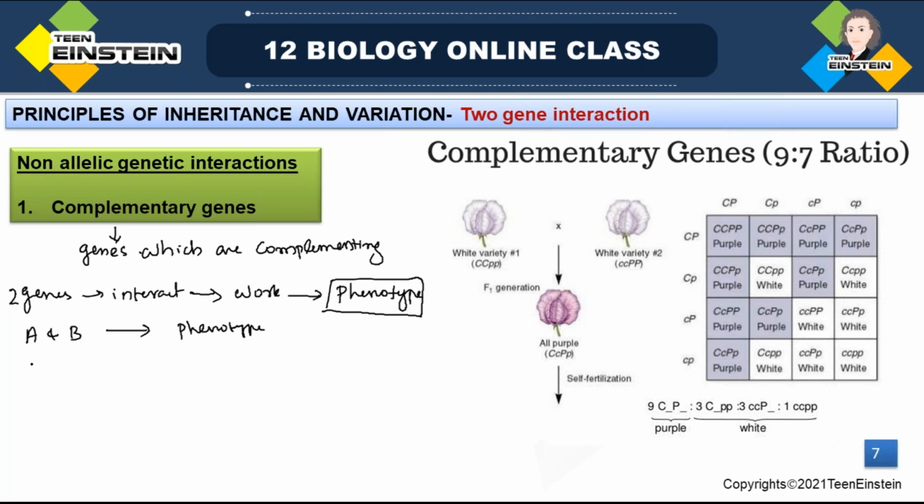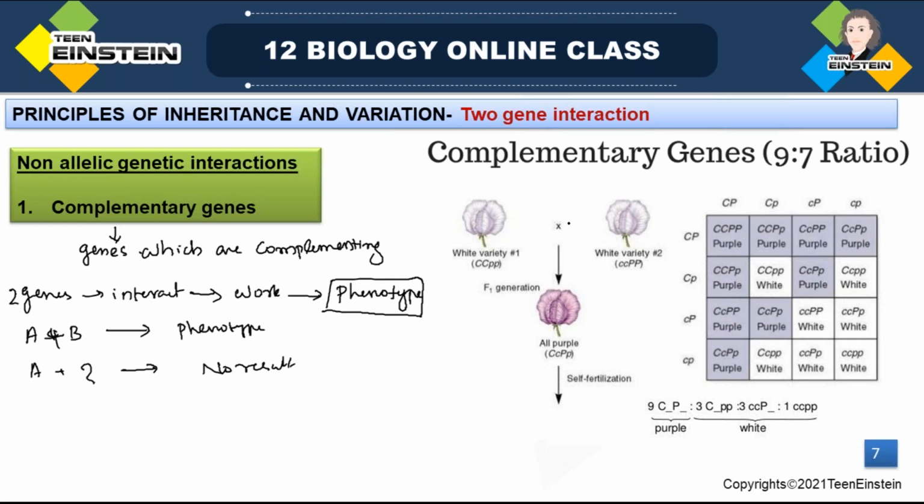But if only gene A is present, A plus B gives a phenotype. Here, A gene is present and B is not there, which means no result. There is no phenotypic expression. That means they are working together, complementing each other, to produce an expression or a phenotype. Got it? They are working together and forming a phenotype.